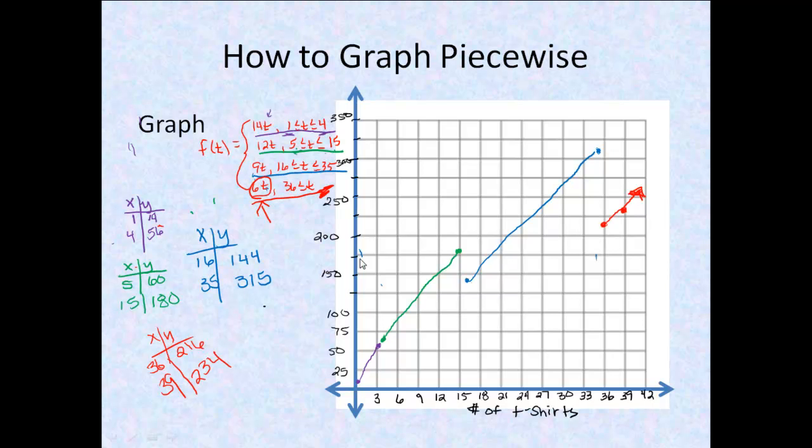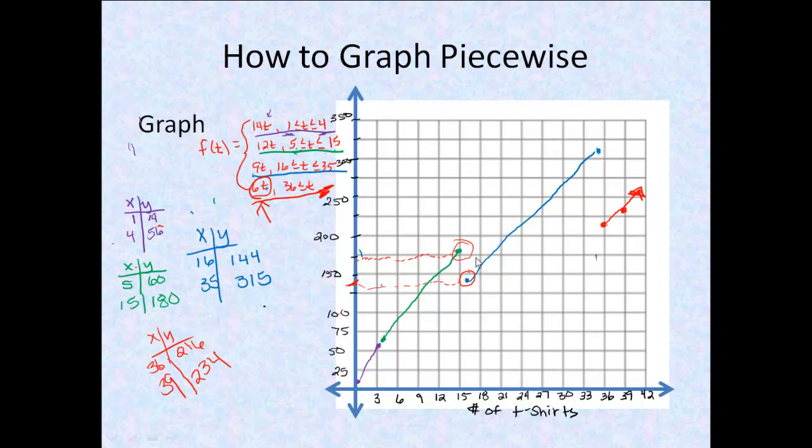Now a couple of things you can tell from this graph is if you were in charge of ordering these t-shirts, and let's say that you had 15 orders in, it would cost you $180. Well, if you were to order one more t-shirt, so the 16 t-shirts, it's going to end up costing you less. It's going to cost you 144.